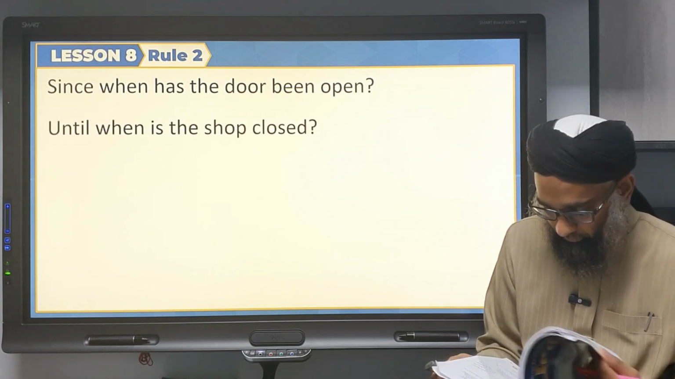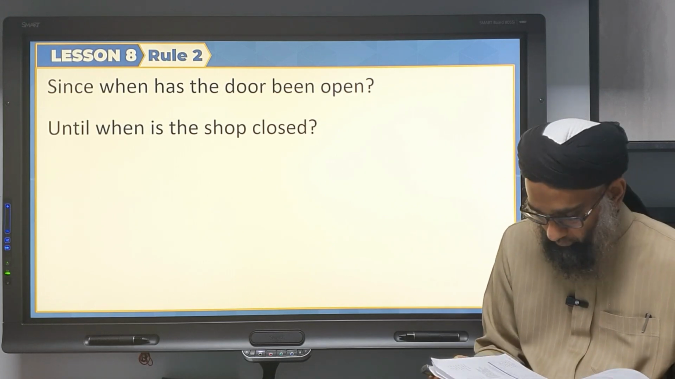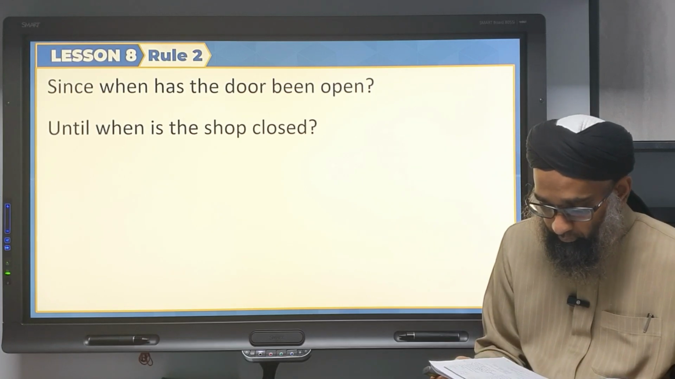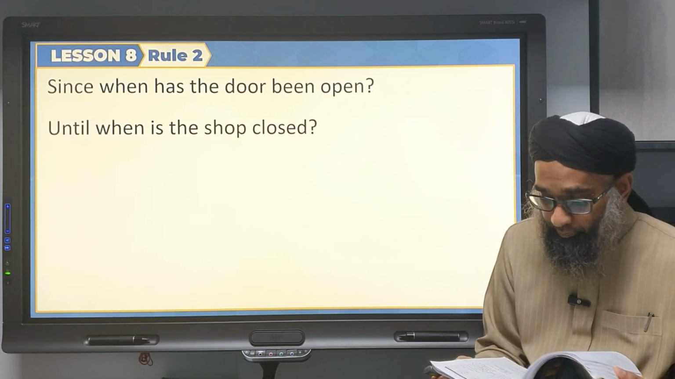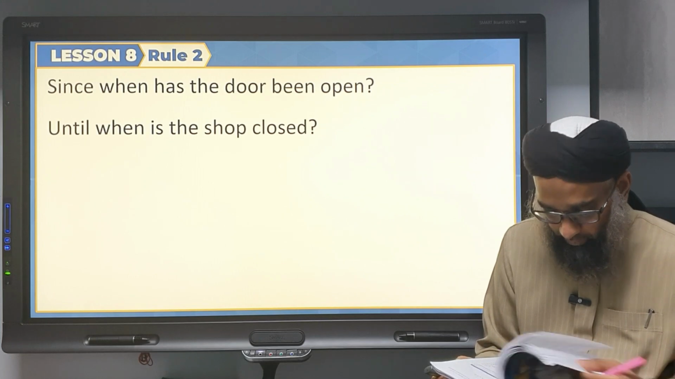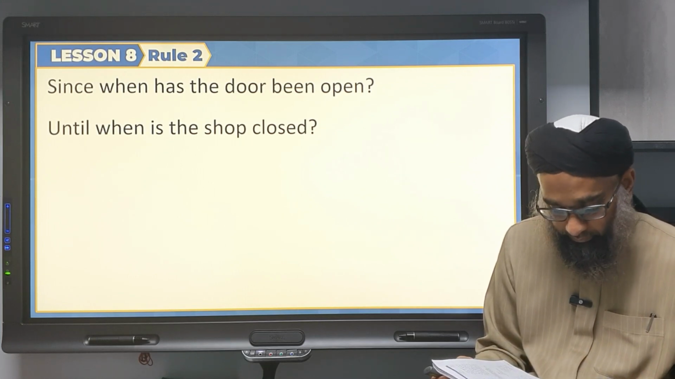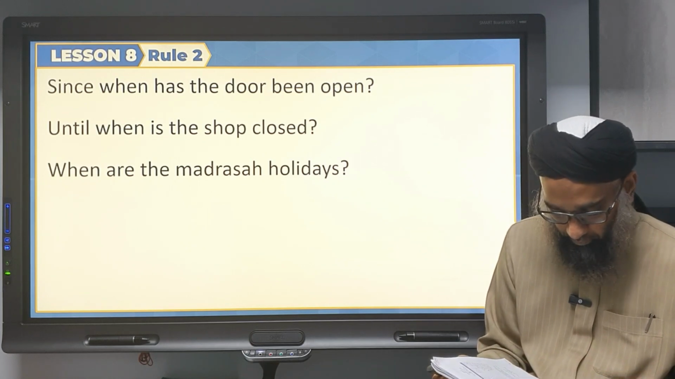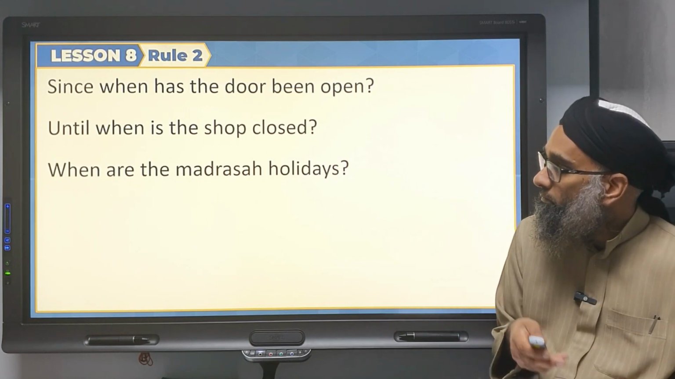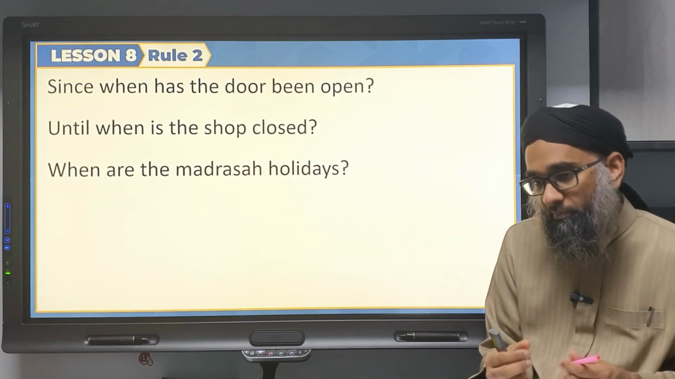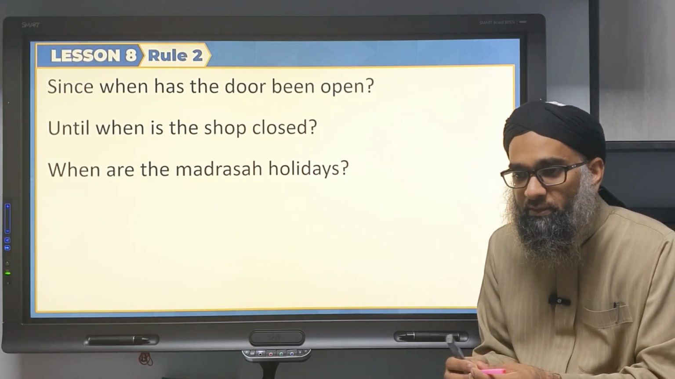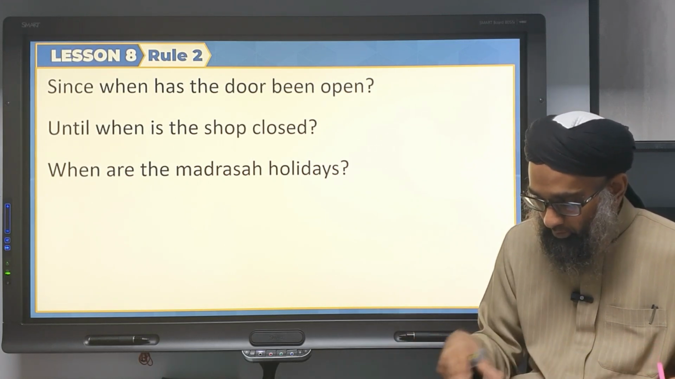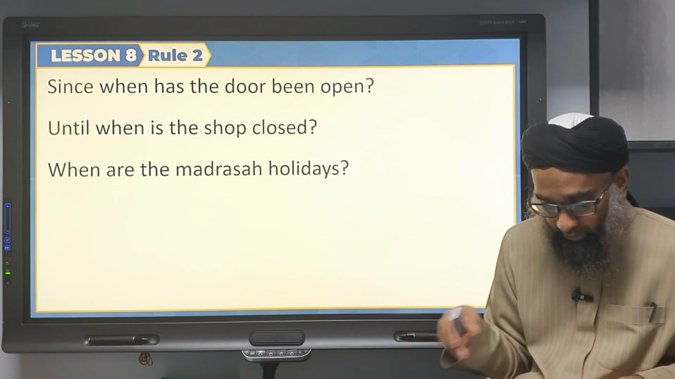Next one. Until when is the shop closed? Dukaan kab tak band hai? Ji. Next, put the other word first. What's holidays? Chutti. Madrasa ki chutti kab hai?